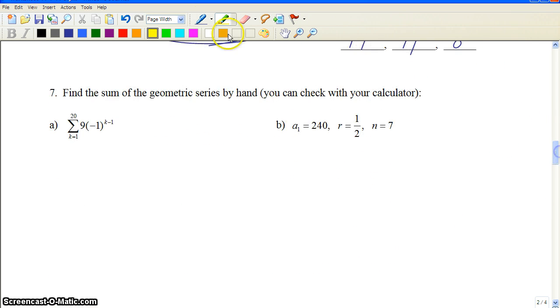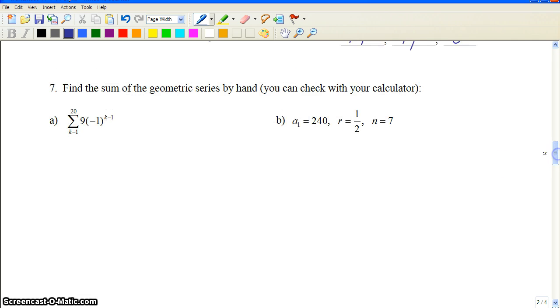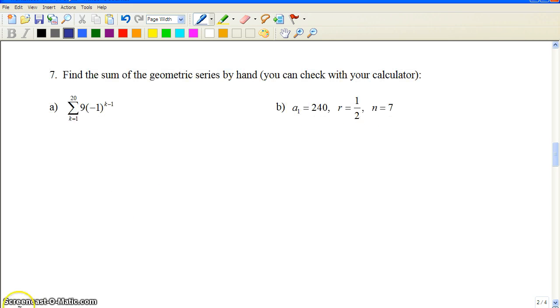All right, so number 7. Find the sum of the geometric series by hand. You can check with your calculator if you know how to. All right, these are geometric series. We do have a formula for that, the sum of a geometric series. We have a rate in it, which is negative 1 from that problem. We have a first term, that's a sub 1, and we have an nth term that we're going to, which is 20. And we know that because the model of a geometric series is this.